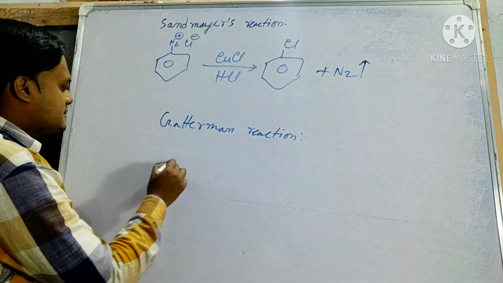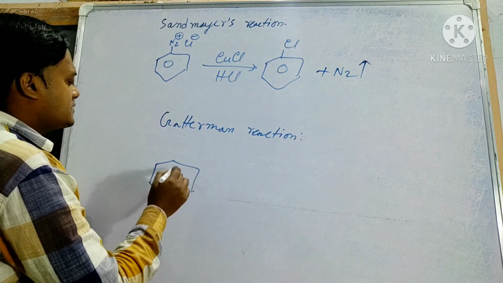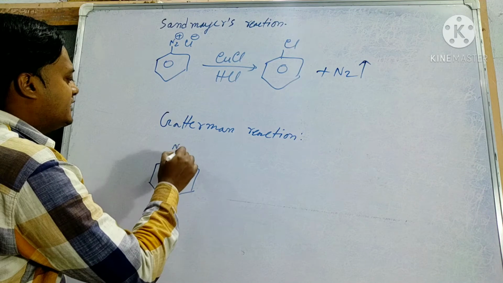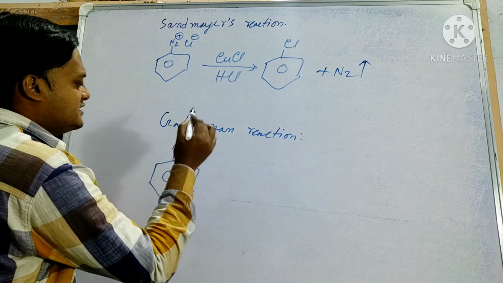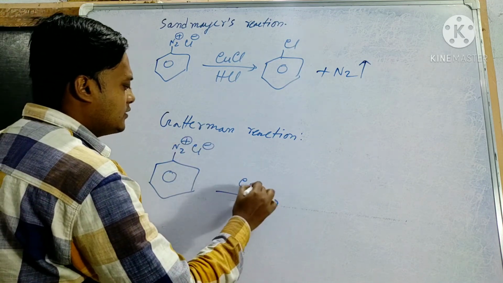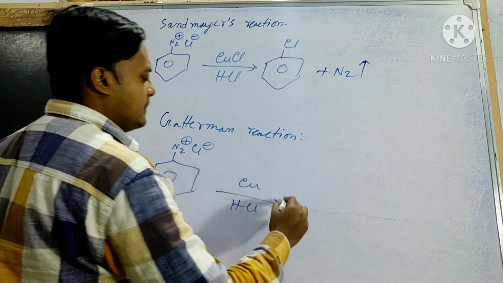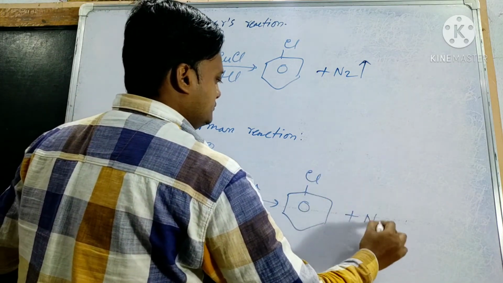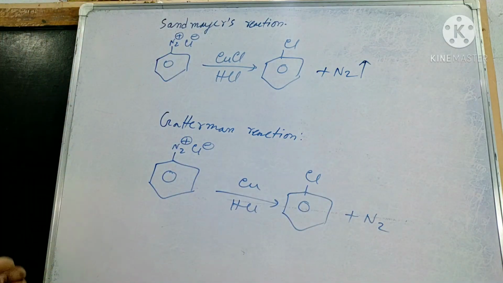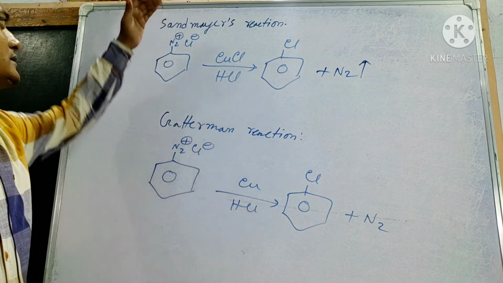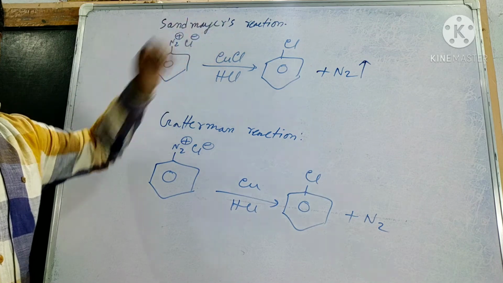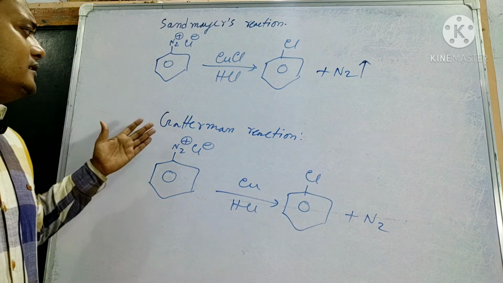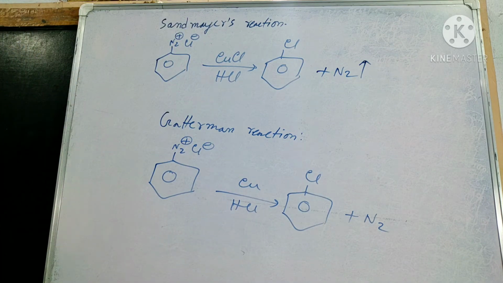Now Gattermann reaction. Instead of copper salt, we only use copper, metallic copper, with benzene diazonium chloride and HCl. Gattermann uses only copper, Sandmeyer uses copper salt. That is the difference between Sandmeyer and Gattermann reaction.